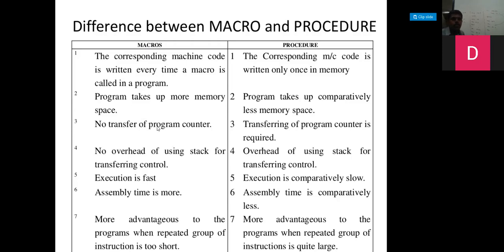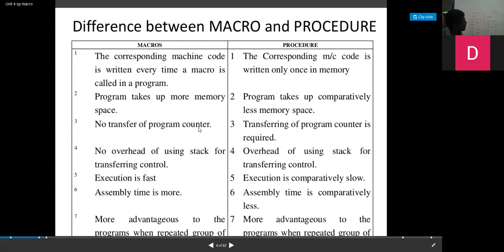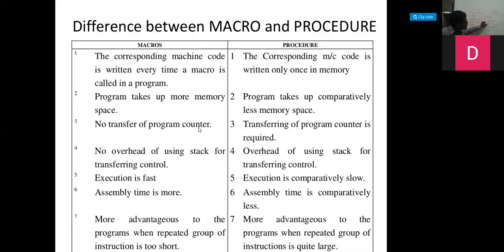There is no transfer of program counter in a macro. Say, for example, if the control is here, since the macro is expanded over here, the instruction pointer will be in this function itself. But whereas in a procedure, whenever you are calling a particular procedure, the control will go to somewhere else.